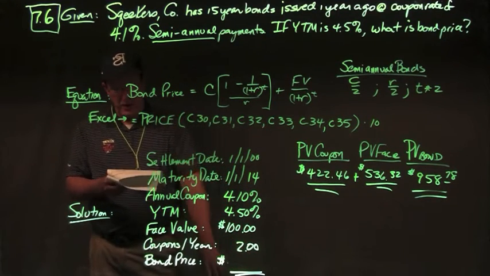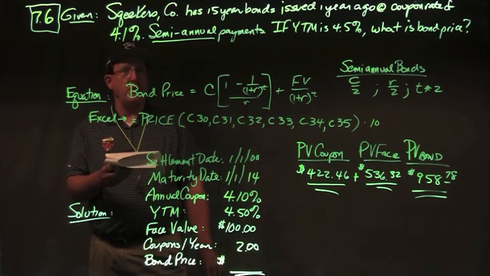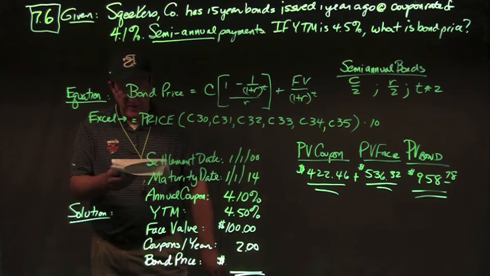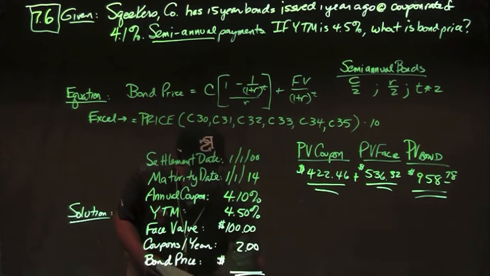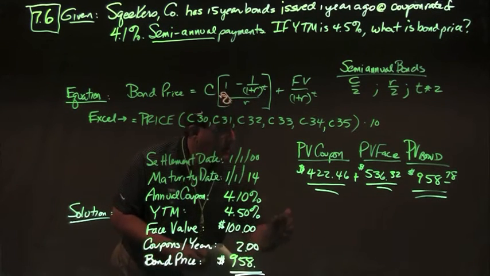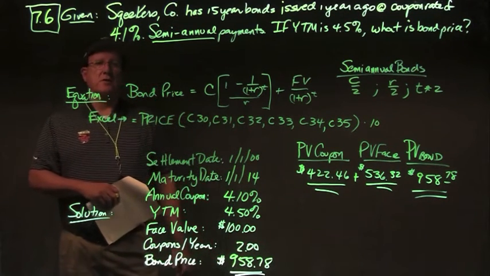And coupons per year, 2, because we have semi-annual payments. Again, I should get the same answer as I got before using the Excel mathematics, $958.78. That is your answer to problem number 6.